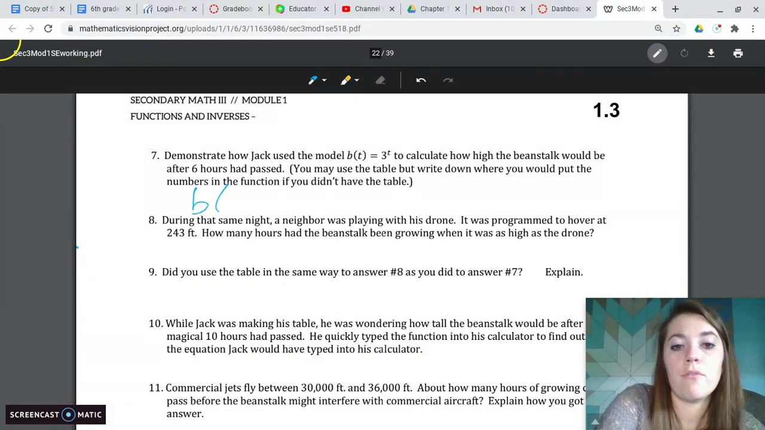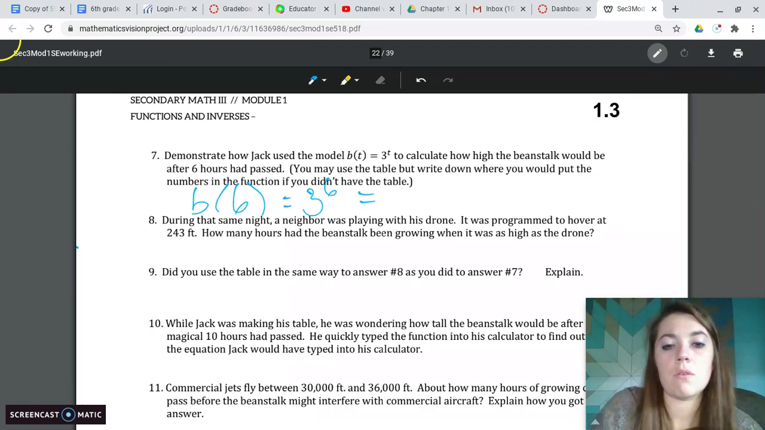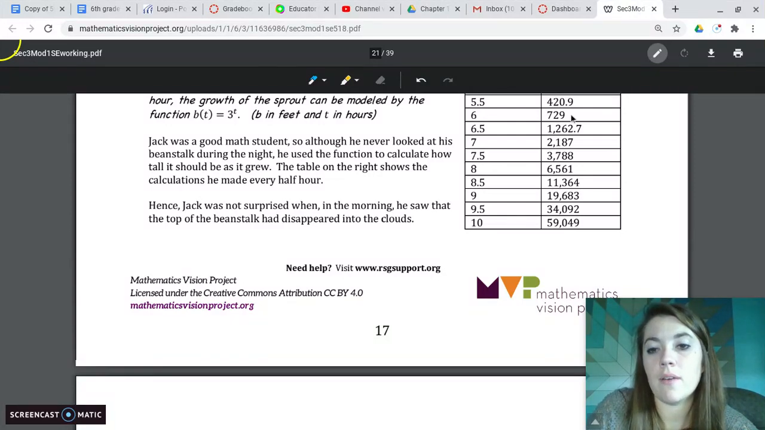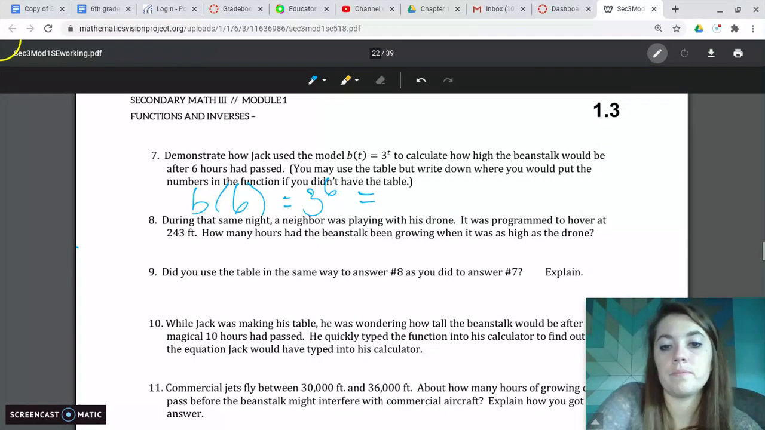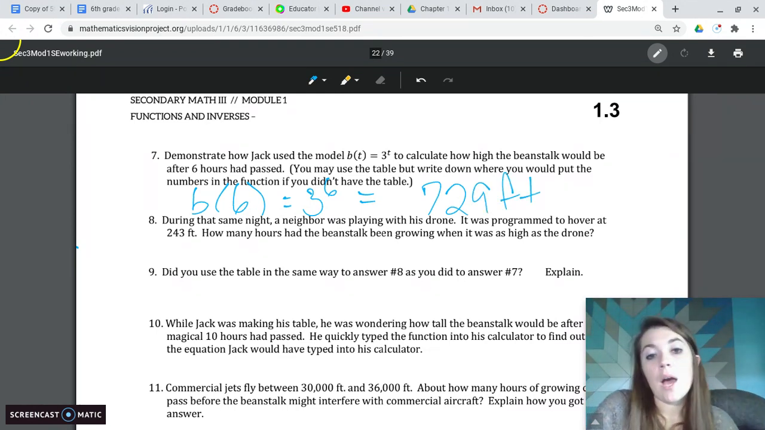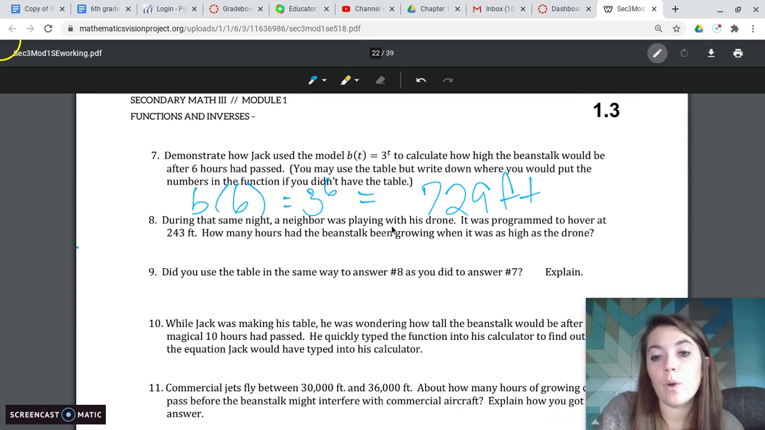B of, we want to know after 6 hours, so we're going to put 6 equals 3 to the power of 6, which equals, now if we go back up here and look at 6 was 729. So 729 feet. So that's how we can use the model to show it rather than just looking at the table.